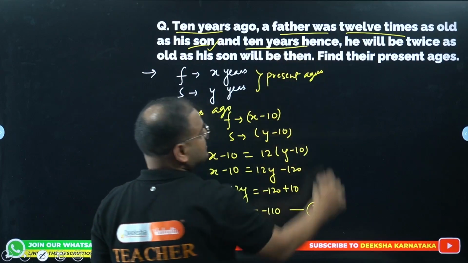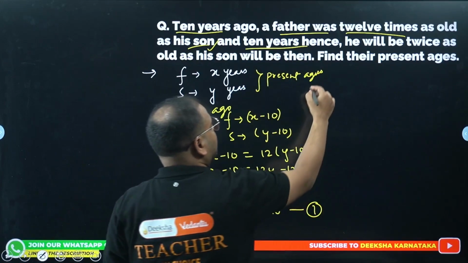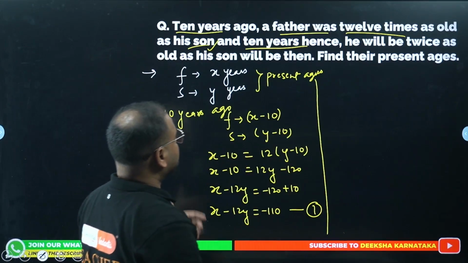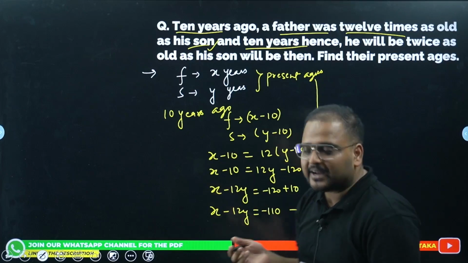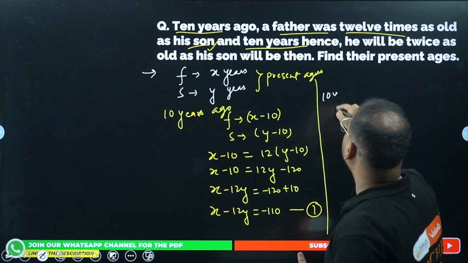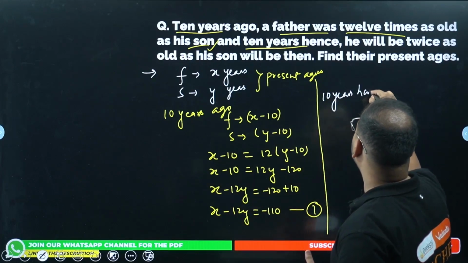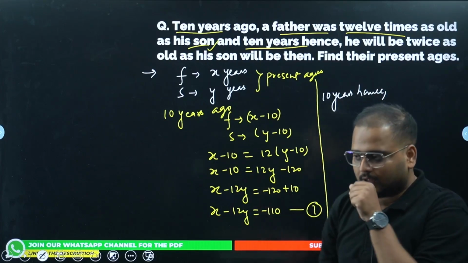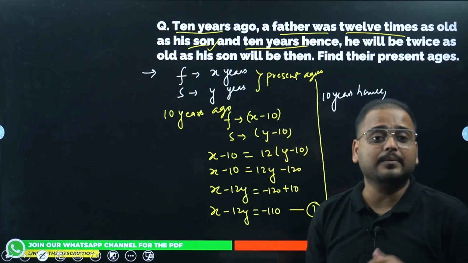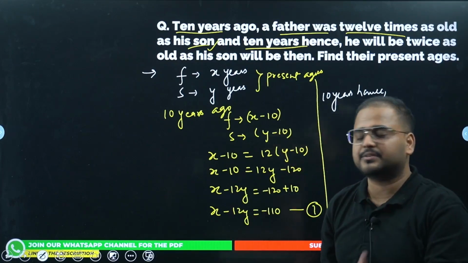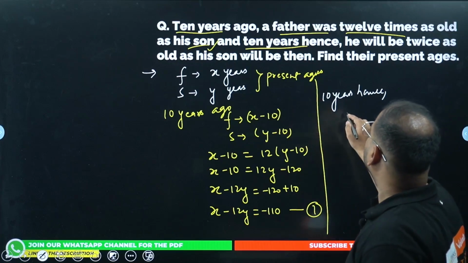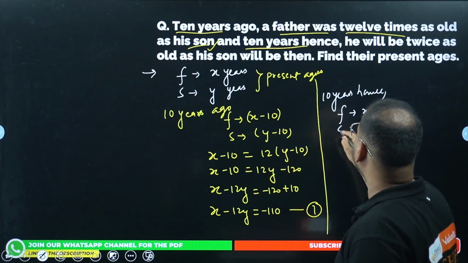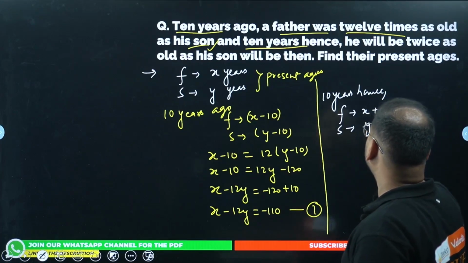10 years hence means what happens after 10 years. Let's write that condition. What is happening after 10 years? So what will happen to the ages after 10 years? They'll grow old by 10 years. Hence means after, it represents afterward only. It's a way of saying after 10 years. So after 10 years from here, the age of father will be x plus 10 and age of son would be y plus 10. Now read the condition.